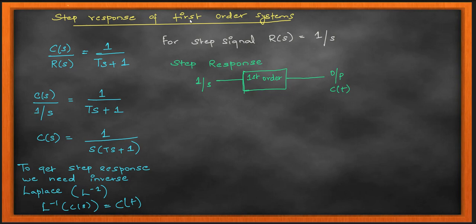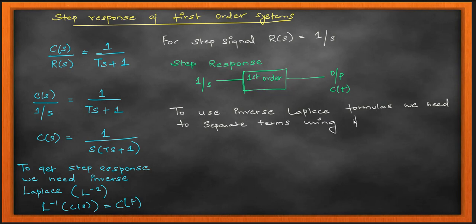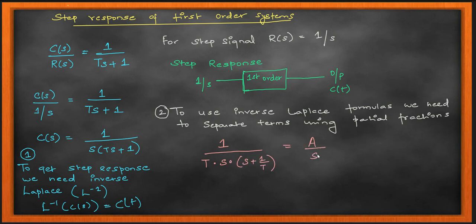But I can tell you this much: since I have this in the denominator, my order is no longer first order. It is now second order. The highest power is S square. So it is a second order system. And in order to solve the second order system, we don't have a direct formula in inverse Laplace. We have to separate this second order system into two first order systems. And how do we separate a second order system into two first order systems? Using partial fractions.